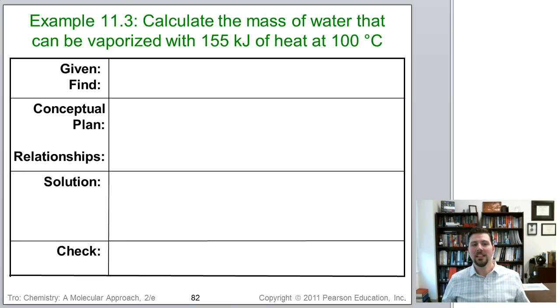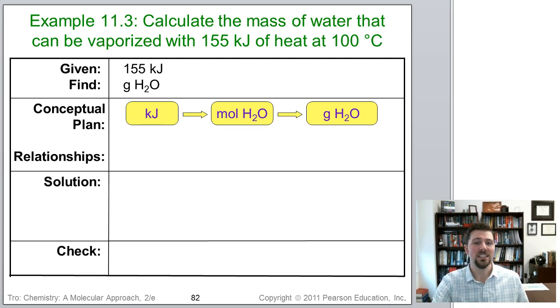Calculate the mass of water that can be vaporized with 155 kilojoules of heat at 100 degrees C. Now, that means we're going to have to know what the delta H of vaporization is of water. Where are we going to get that information? We're going to look it up, or it's going to be given to us. I don't expect you to memorize the delta H of vaporization for different compounds when you can easily look it up, especially given how many compounds there are out there. So we want to find what mass of water, how many grams of H2O, in essence, can turn into the vapor phase if you supply 155 kilojoules of heat and the liquid is at 100 degrees C, so it's right at the boiling point.